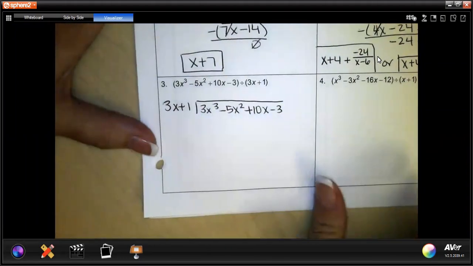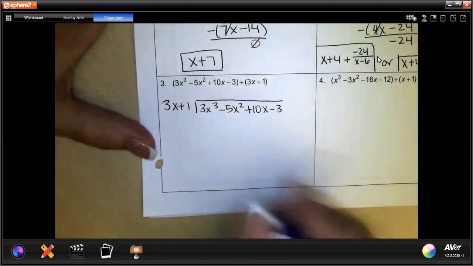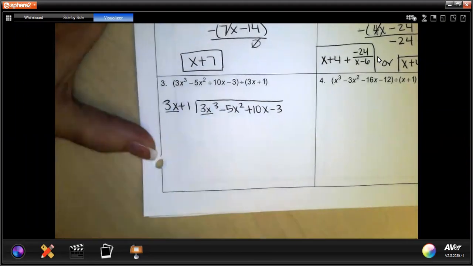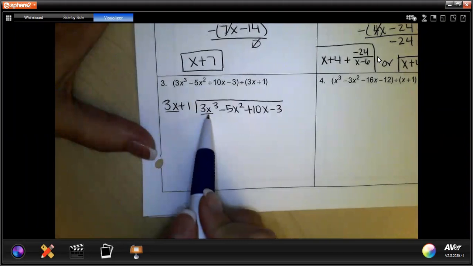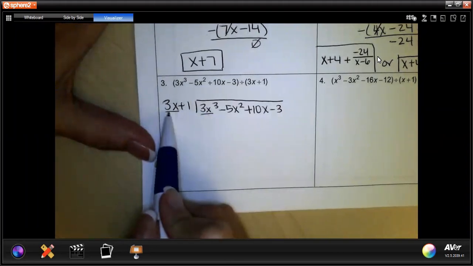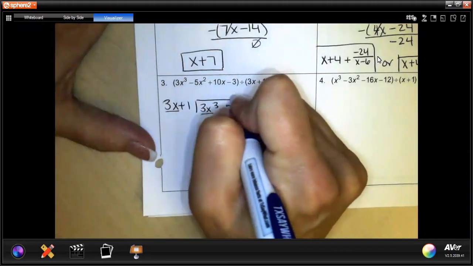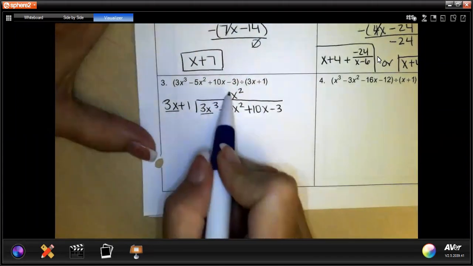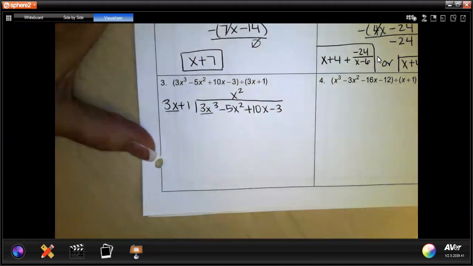There are 4 terms here, but the process is still the same. You're always taking that first term and dividing it by the first term. So 3x cubed divided by 3x is x squared. I keep that lined up. So I've lined up my x squareds. It keeps everything a lot more organized and easier to follow.